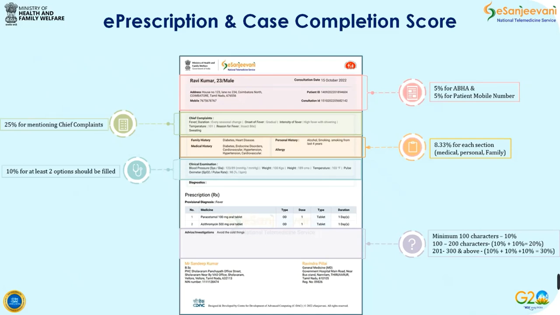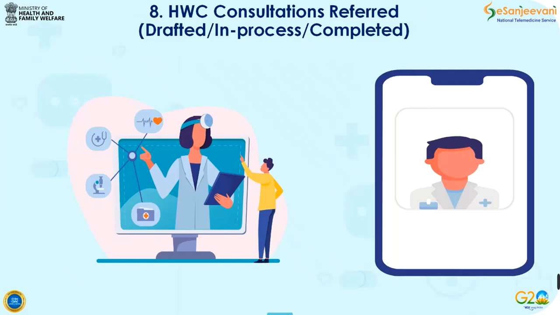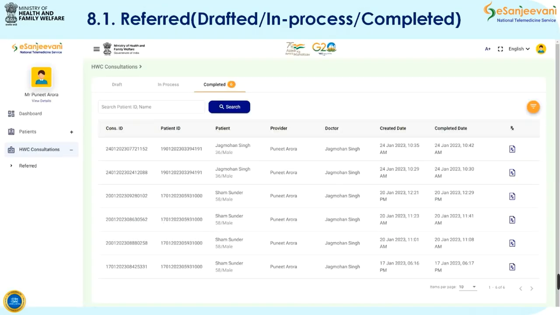And for the clinical examination, if you filled two options, it will give you 10%. And the description part: when you give 100 characters, 10%, above 100, 20%, 200 or 300 above, 30%. So when you complete your case, there are three options: the completed case, the in process case, and drafted case. By clicking on the HWC consultation, you are able to see your drafted case, in process case, as well as the completed case.